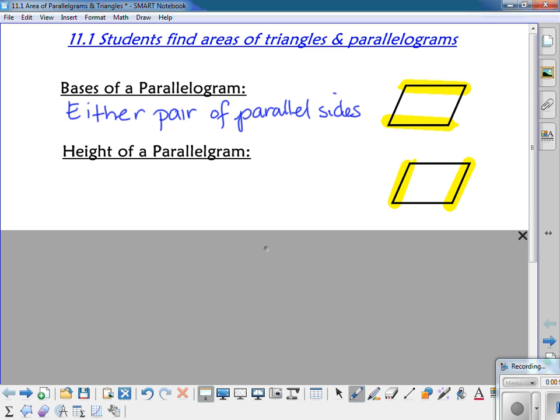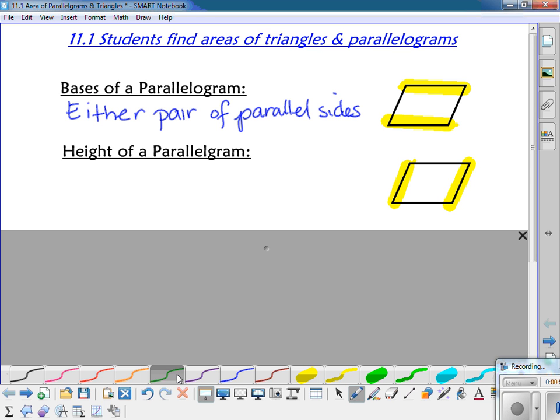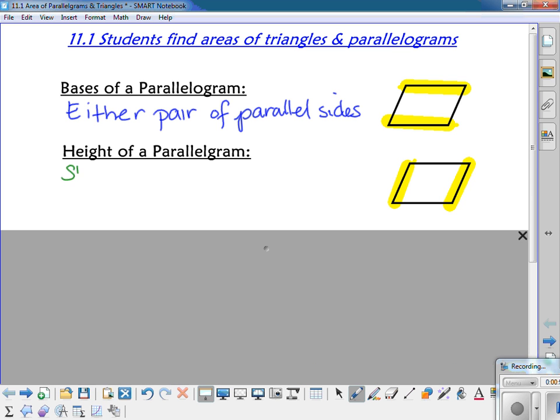When I'm talking about the height of a parallelogram, I'm talking about the shortest distance between the bases. And the shortest distance means that it has to be perpendicular. So in other words, the height will always be perpendicular to the bases.